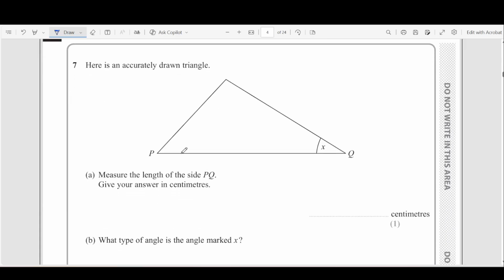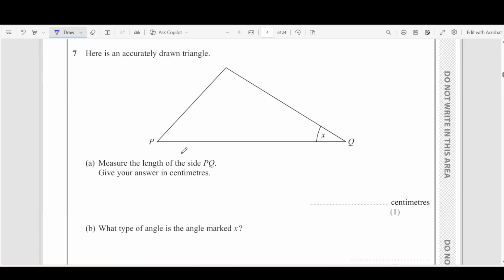So yeah, question number 7. So we have a geometry question here. There is a triangle and it is named as PQ. Okay, one length name is PQ. Angle X is given. It says measure the length of the side PQ. Give your answer in centimeters. And then what type of angle is the angle X?